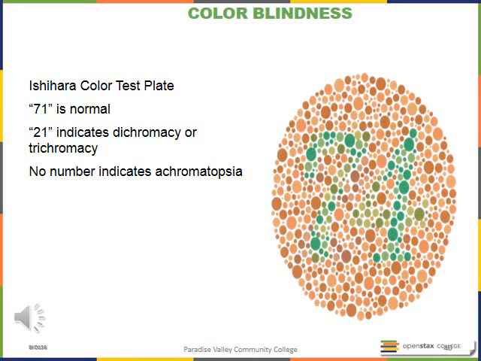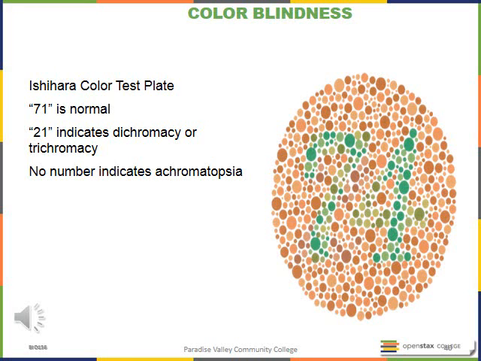So here is one other type of test for color blindness. They call it the Ishihara color test plate. If you see the number 71, you have normal eyes. 21 indicates you've got what they call dichromacy or trichromacy, which means you're having issues seeing; you'll either see 2 colors or 3 colors, basically. And then no number indicates achromatopsia. I don't know how you say that. Something like that. That means you only see 1 color.